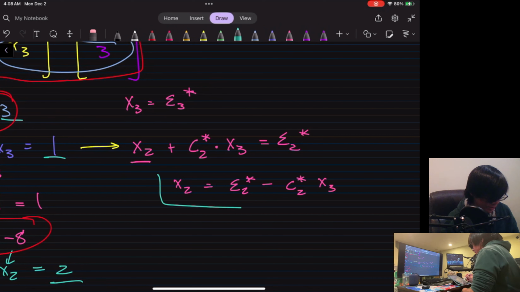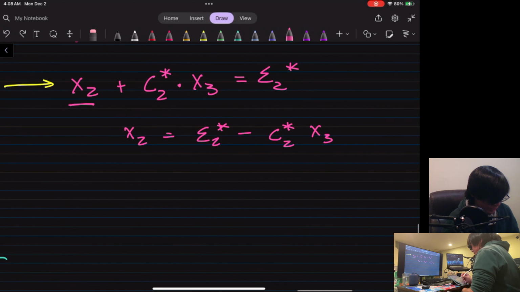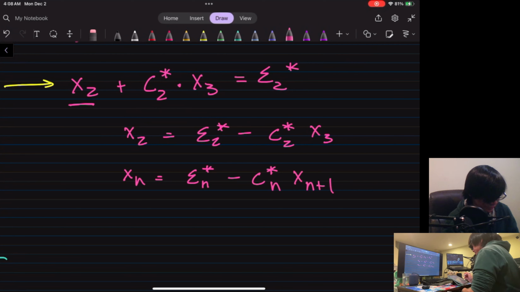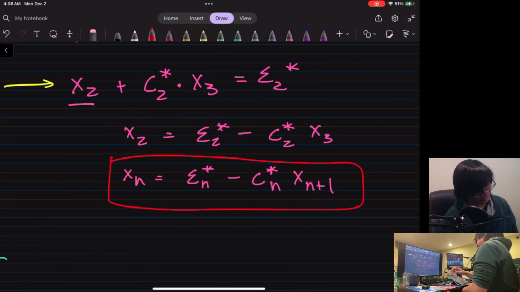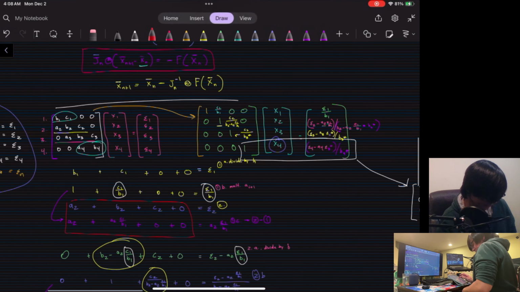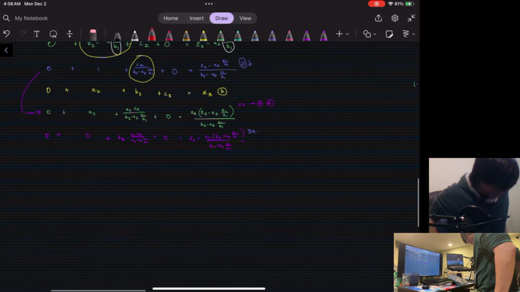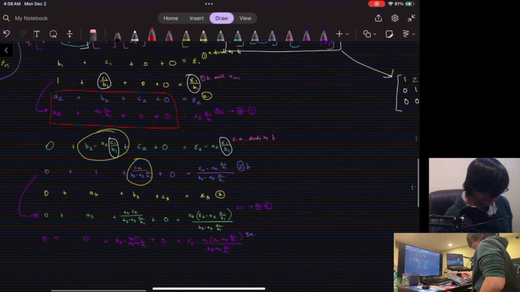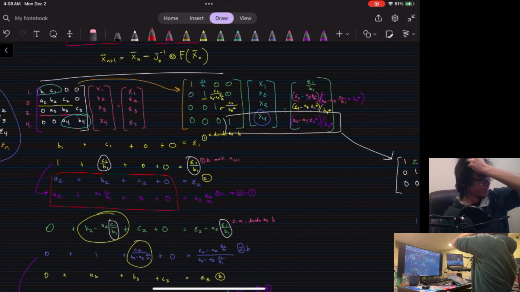And let me write in a general form here. We had xn is equal to epsilon star at the same position, minus C star at the same position, times x at the next position, n plus 1. So this is what we'll be using at the very, very end. I think we got it. Yeah, let's just try this out, see if it works.